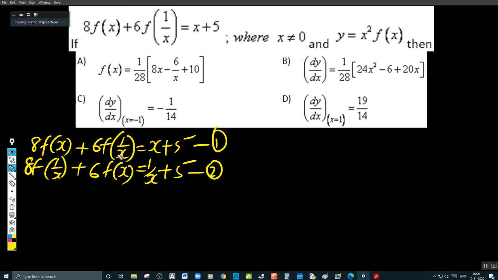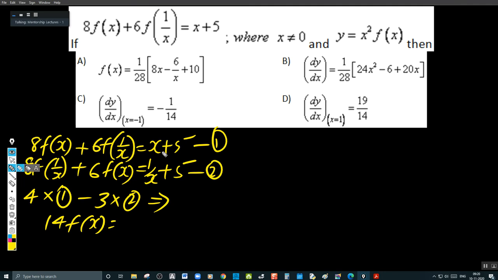Solve it. Let us cancel up f of 1 by x. 24 is a common factor, so you can make it like this. 4 into 1 minus 3 into 2 implies it is 32. 32 minus 18, please. 32 minus 18 is 14.